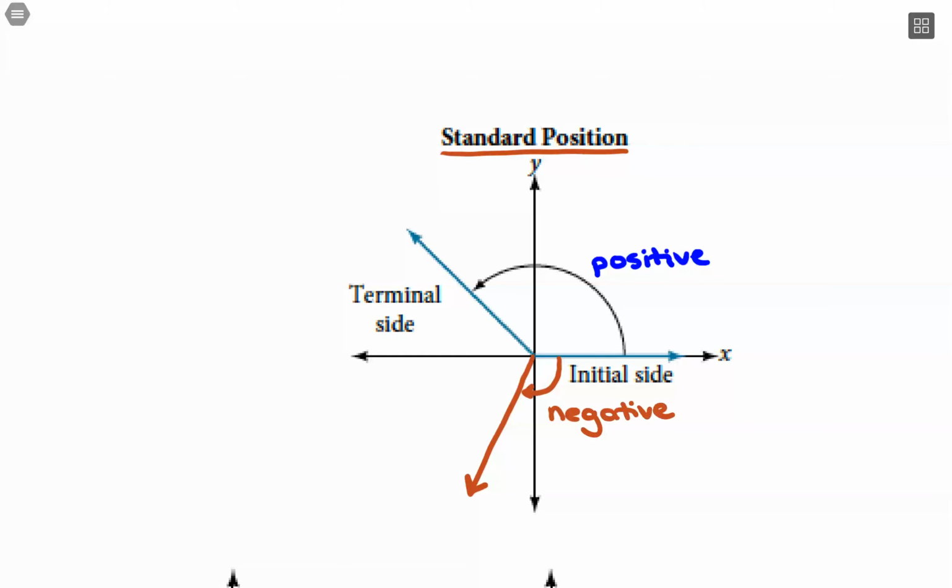So what we want to do now is, seeing this initial side in the standard position, and more importantly, seeing where the terminal side ends up, how can we visualize what these angle measurements actually are without the use of a protractor or any other measuring tool? Visually, where are these angles landing?